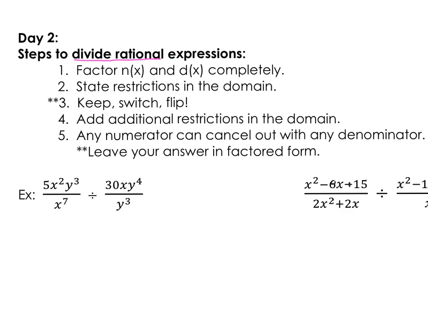Step 1 stays the same though. We're going to factor completely. Factor both the numerator and denominator. And then remember, because we have potential variables in that denominator, step 2, state those restrictions for the domain. And remember, those are those implied rules, what values that the variable cannot equal.